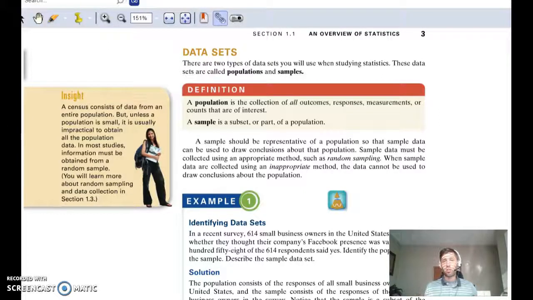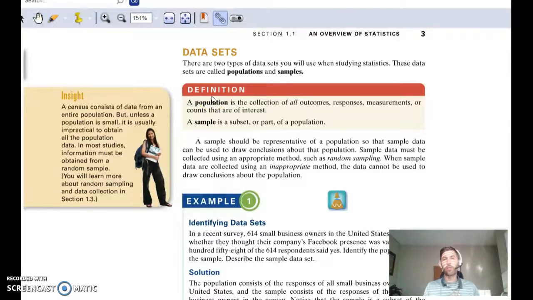So chapter one is just an introduction and an overview of statistics. And I'm going to go through a few of the really important definitions here, make sure we understand those. And the first definition I want to look at is the difference between a population and a sample.